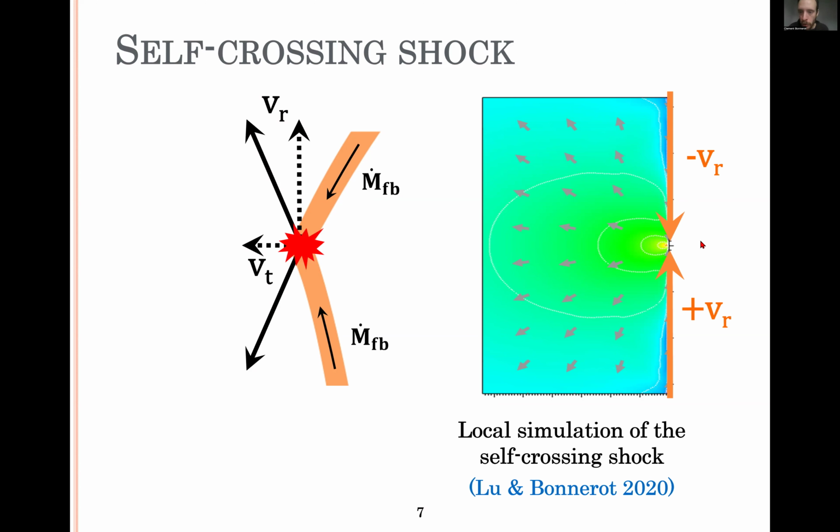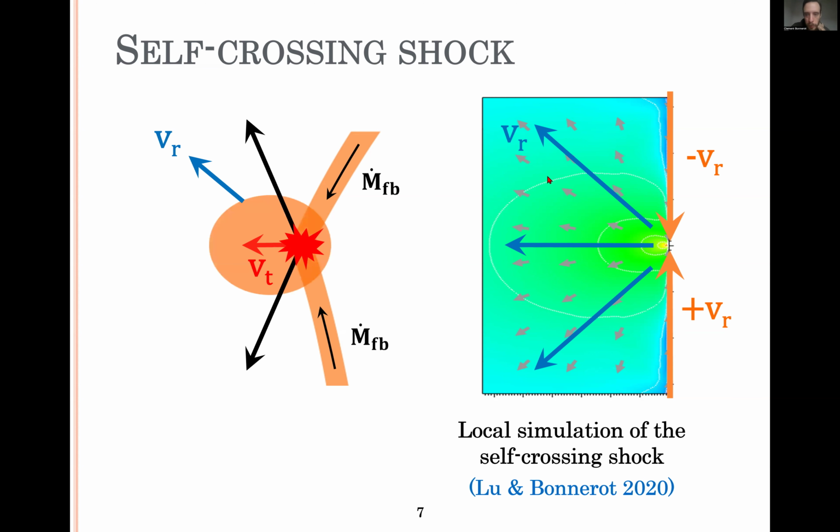So we did the simulation in this frame, assuming complete adiabaticity. And what we found is that, as expected, a shock occurs, and this shock leads to the formation of an outflow that is quasi-spherical and launched from the self-crossing point. And the terminal velocity of this outflow, as expected from energy conservation, is also equal.